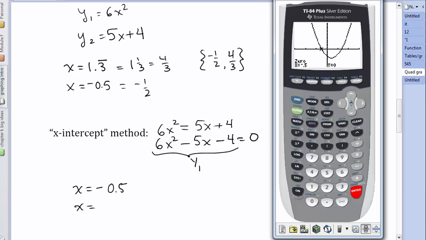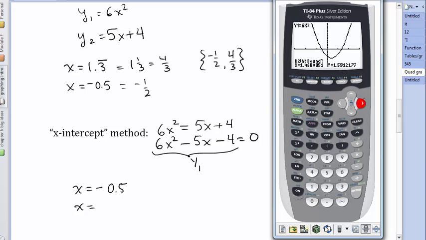And then for the other one, I have to do the same process again. I have to go through second, calculate. This time I'm finding a 0, so I'm going to press 2. Left bound, so that means I'm going to come over here to the x-intercept that I want, and I'm going to press enter just a little bit to the left of what I want. So I'm going to press enter there.